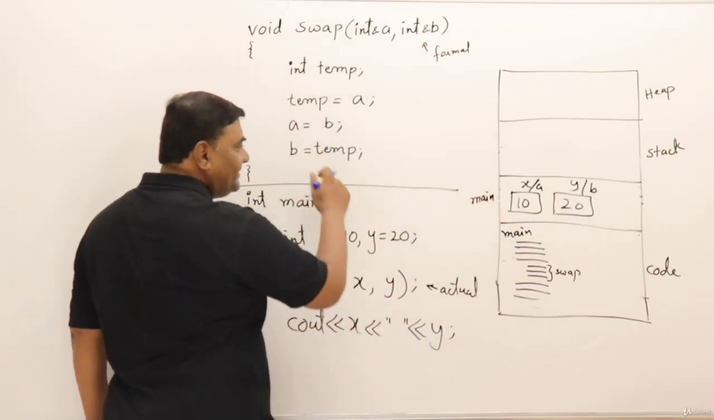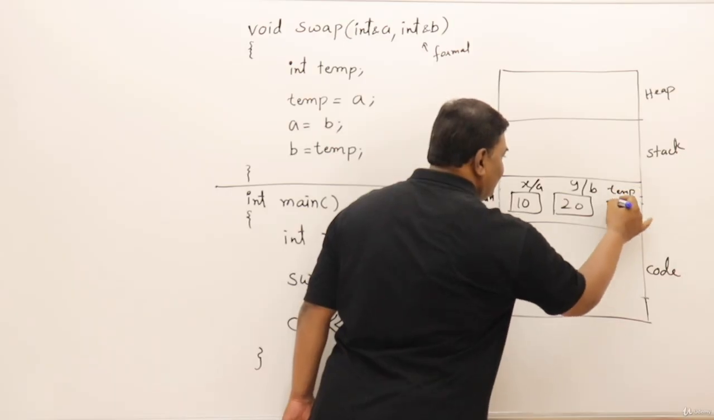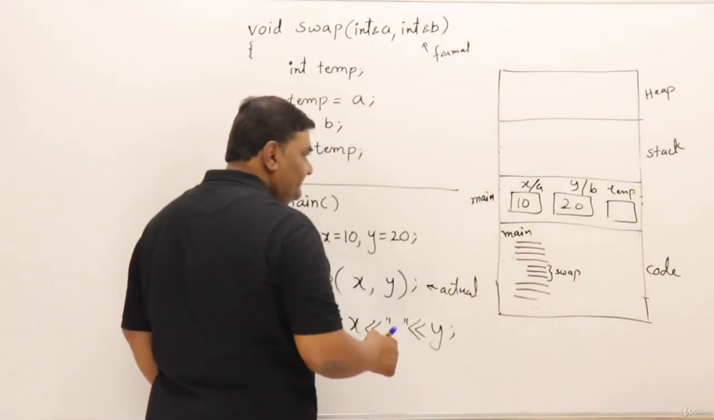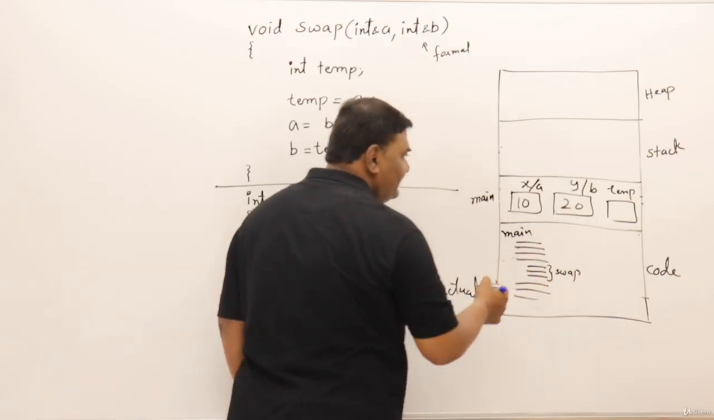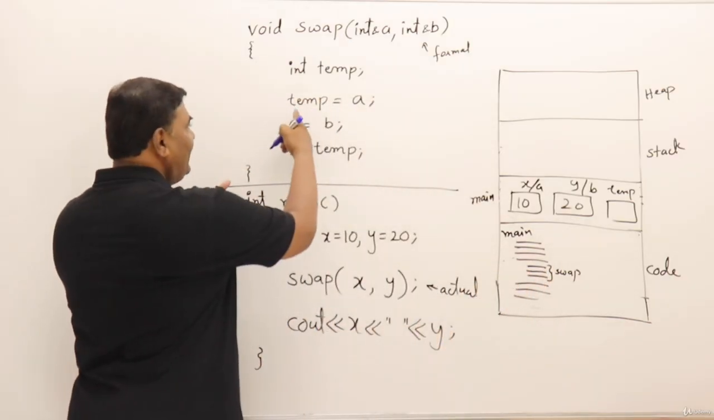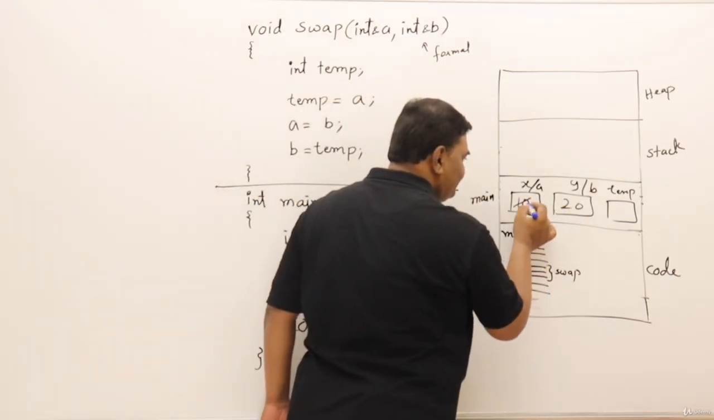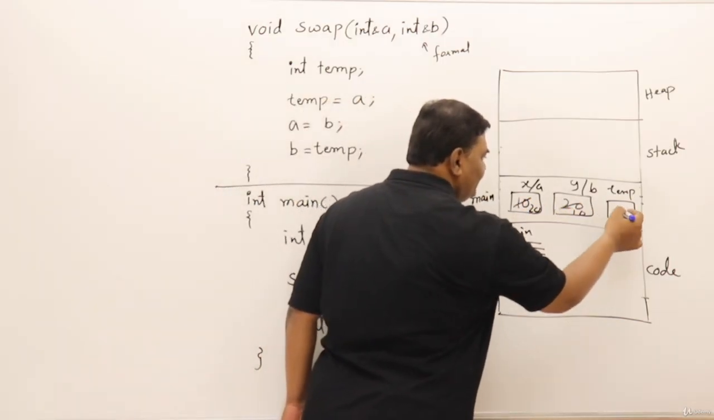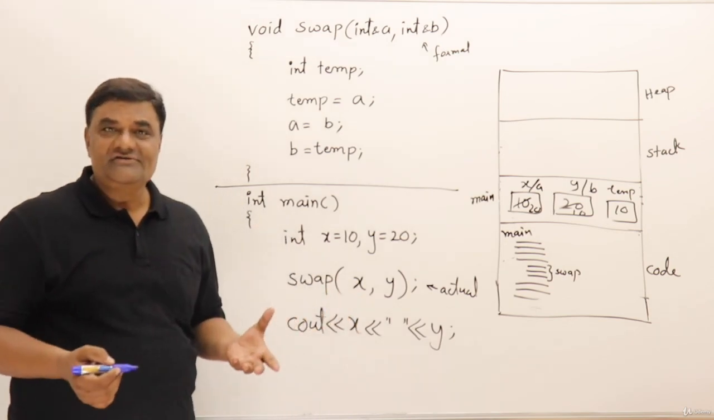Then what about temp? Temp will also be created for the time being inside the activation record of the main function only, and it will be there as long as this piece of swap code is executing. Then it will assign temp to a, assign b to a, and assign temp to b. So the values are interchanged. This becomes 20 and this becomes 10 with the help of temp. That's it. This is the greatness of C++.